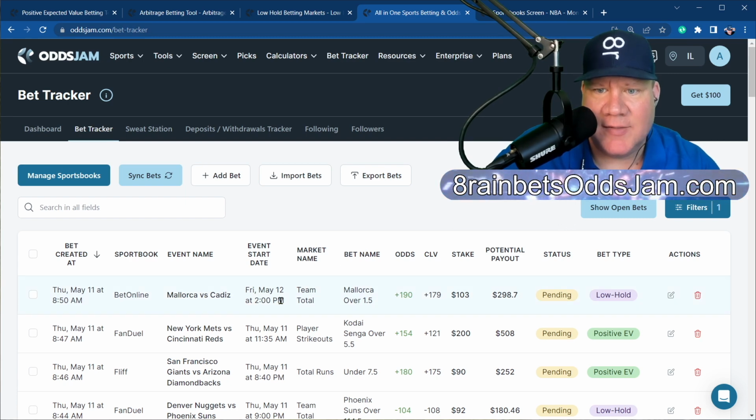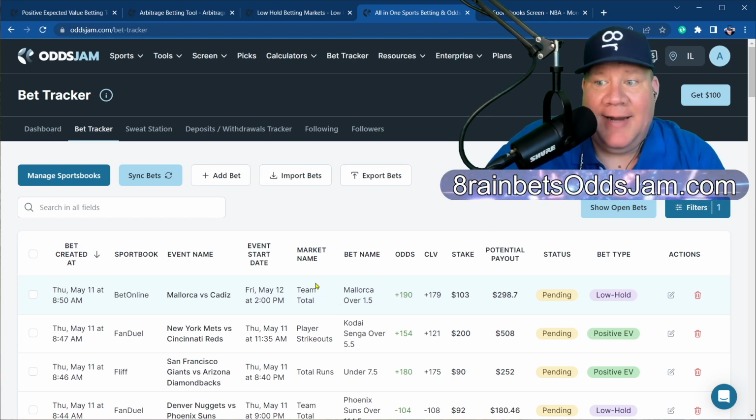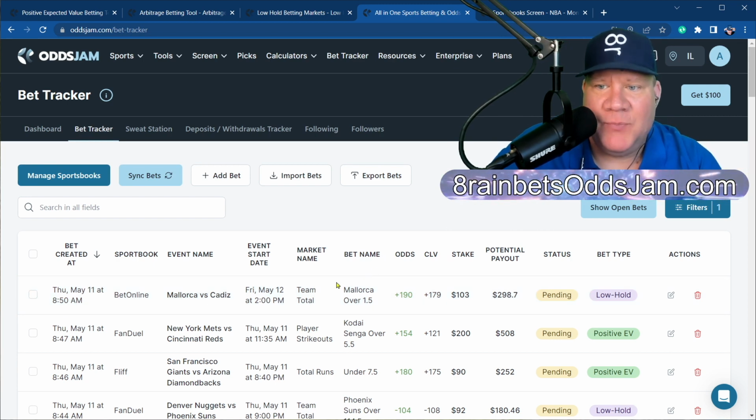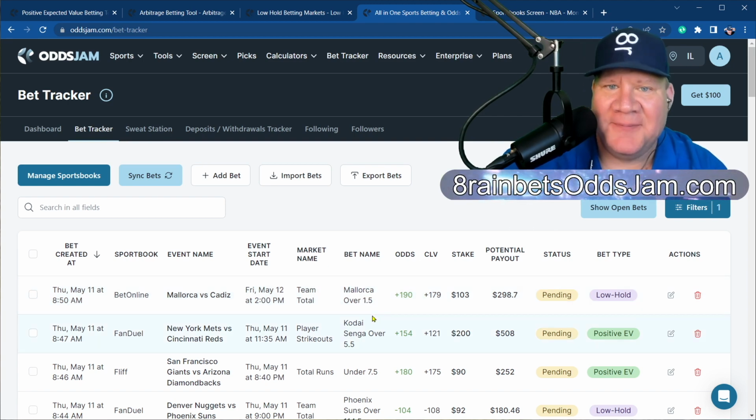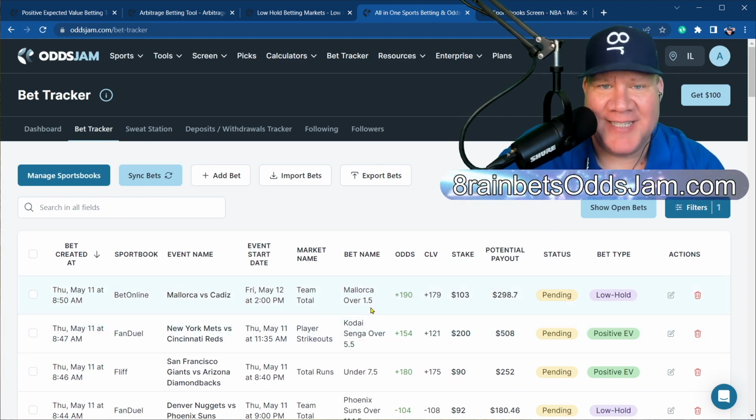So in this case, Mallorca versus Cadiz. This was a tennis bet, I believe. Or maybe that's a soccer bet. I don't even know because I'm not trying to predict the future on that. I'm looking at the math. So in this case, it's a team total over 1.5. I do believe it is soccer now that I realize what a team total is. It's not an individual player. It's a team. So it's soccer.